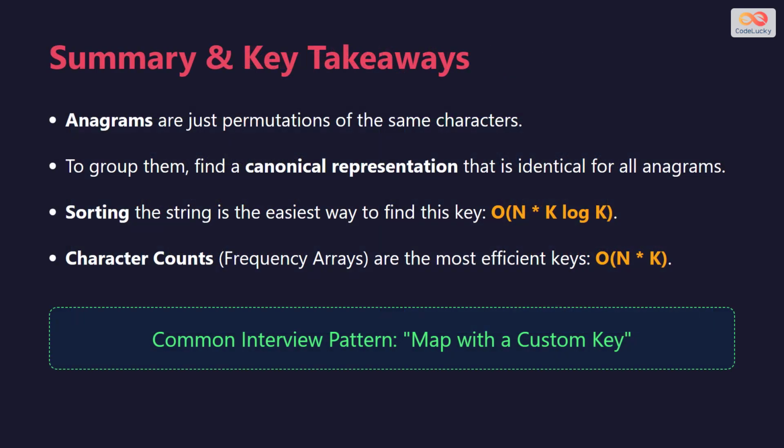To summarize, anagrams are just permutations of the same characters. To group them, we need a canonical representation. Sorting the string is an easy O of n k log k solution, but using a character count frequency array gives us the most efficient O of n k solution. This pattern of using a transformed key in a hash map is very common in interviews.